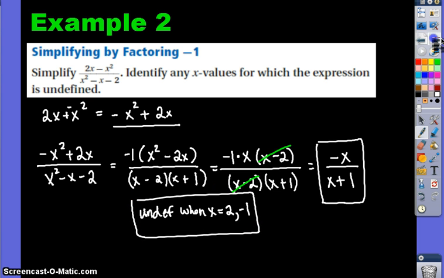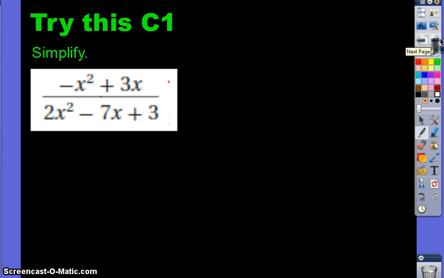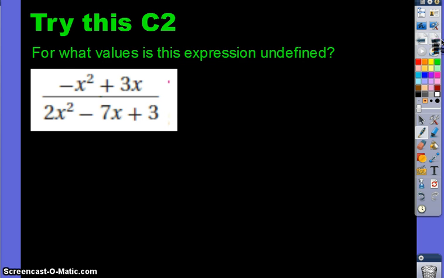So why don't you guys try this one? Let me know, when is it undefined? Same expression, when is it undefined?